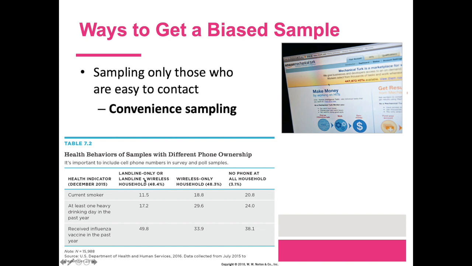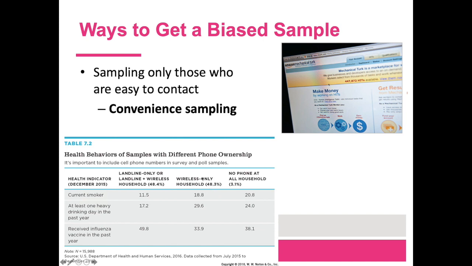So an example of this is these health indicators here. And the question is, are you a current smoker? So there's different ways of contacting people. This one you can use landline only or landline plus wireless households. So they have at least a landline, and they might also have a wireless phone. It's about 50% of people. If you just use that, there's about 11.5% that say, yeah, I'm a current smoker.